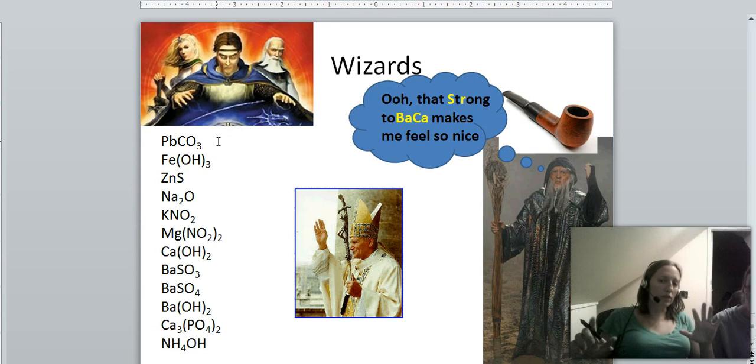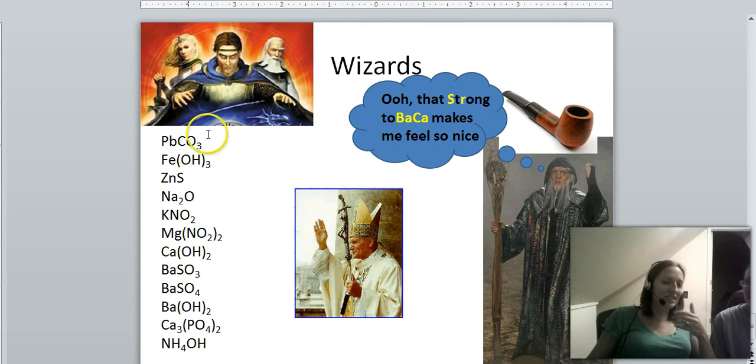If you just remember the 7 wizards, as long as they're not overpowered by the queen, the king, or the pope, it's insoluble. Now the thing about the hydroxide wizard is that he has a weakness for being nice. Because if you're the queen and you smoke strong tobacco, that makes you evil. But if you're already evil and then you smoke strong tobacco, then you become nice. So he's thinking, ooh, that strong tobacco makes me feel so nice.